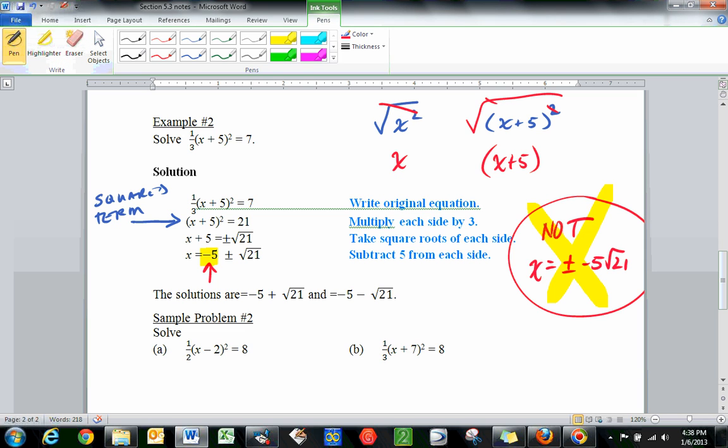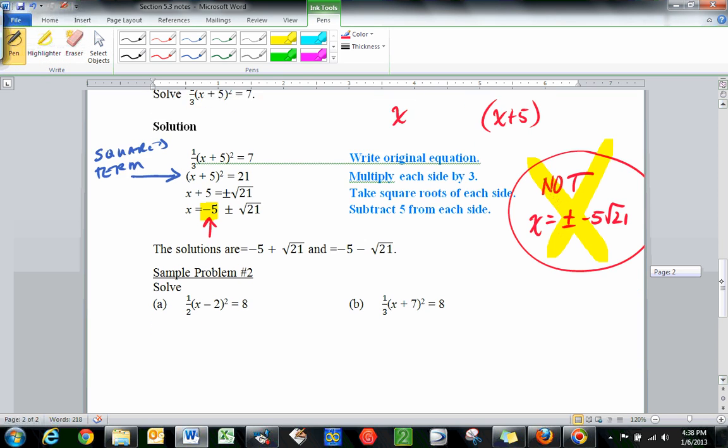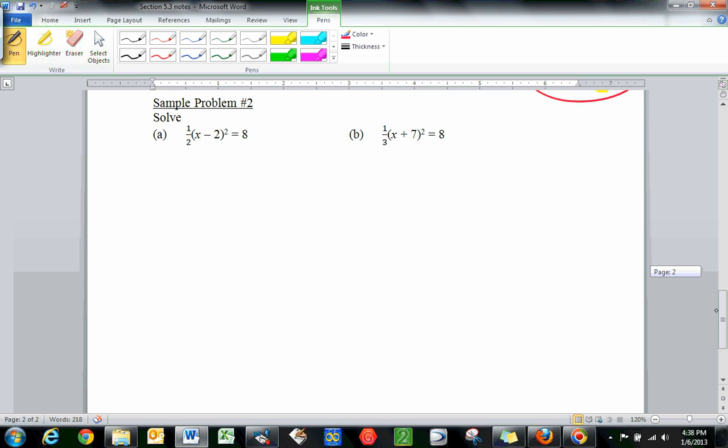Alright, well let's take a look at a couple of example problems. First of all, recognize they both have fractions, so the first thing you want to do is clear the fraction. Secondly, they do not have an x squared term, but they have a binomial squared, so we can isolate that binomial squared before we take the square root. You cannot take the square root until that squared term is all by itself. So go ahead and pause the video and take the time to work these two sample problems.